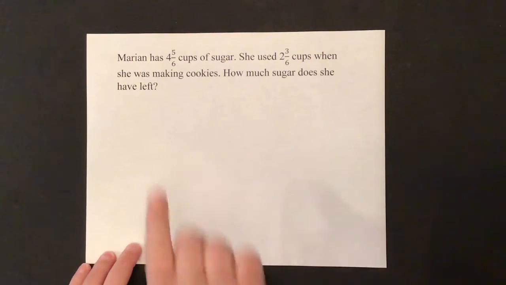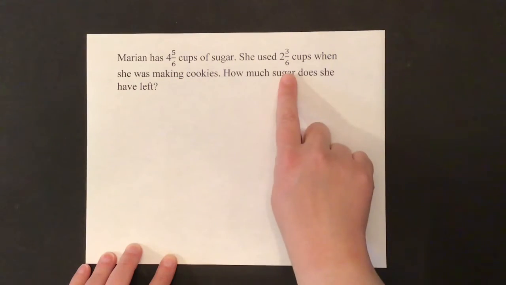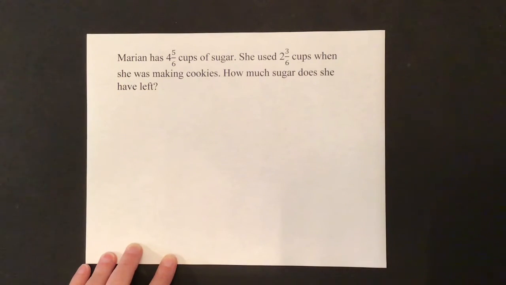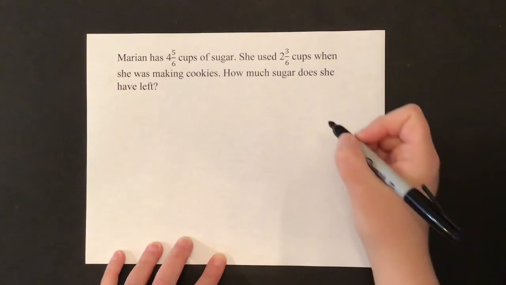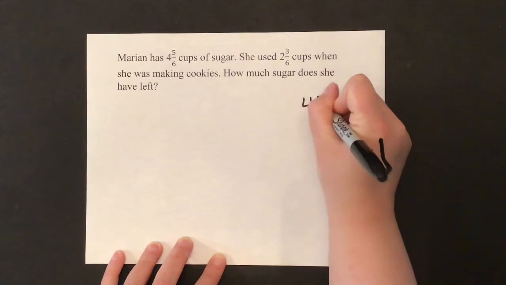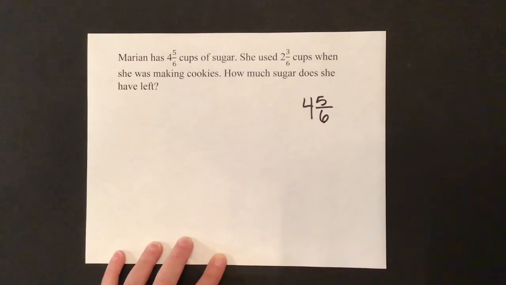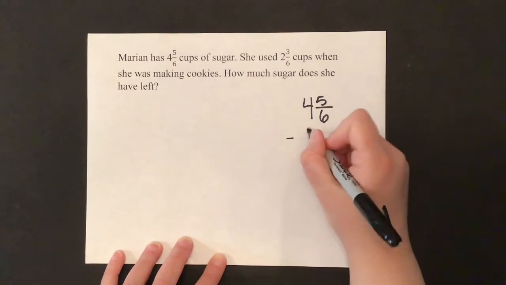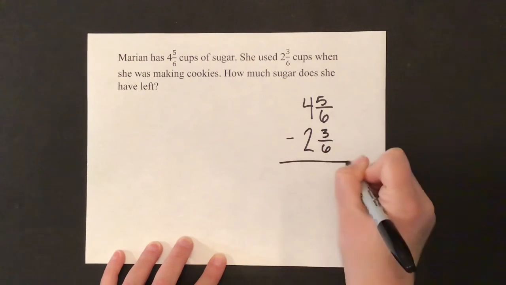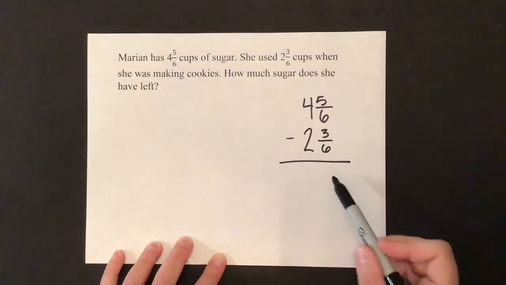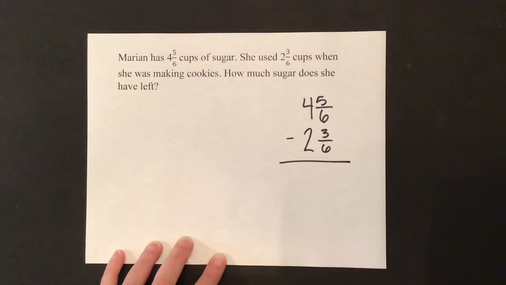So this is the amount that she started with. She used this much. We need to find out how much sugar she has left. We can find out our answer by subtracting. So I'll go ahead and write that. She started with the 4 5/6. She used 2 3/6. And then our answer is how much sugar she has left.